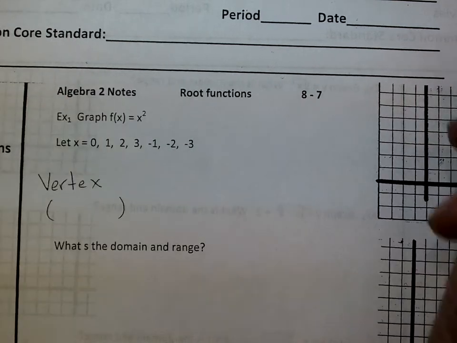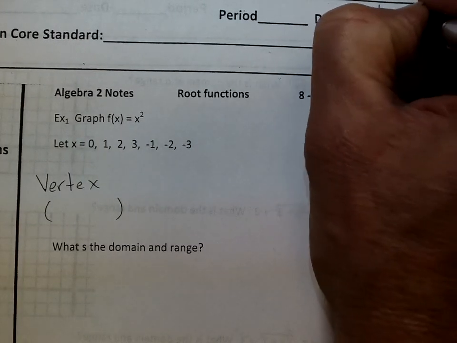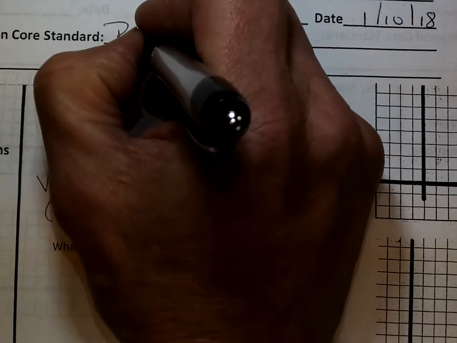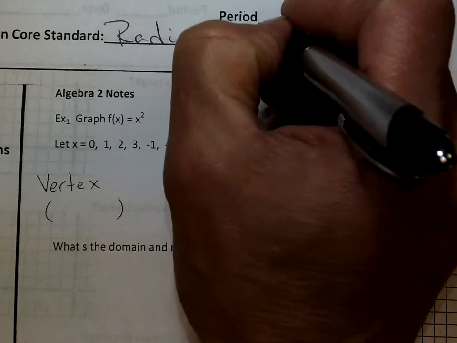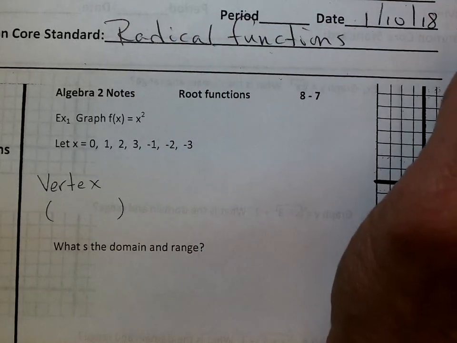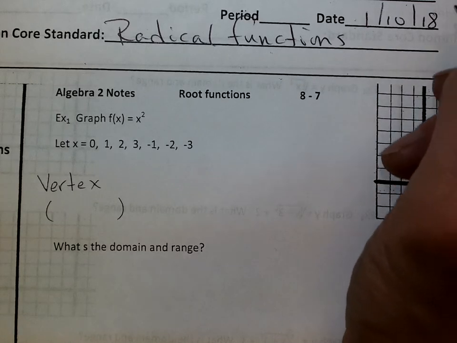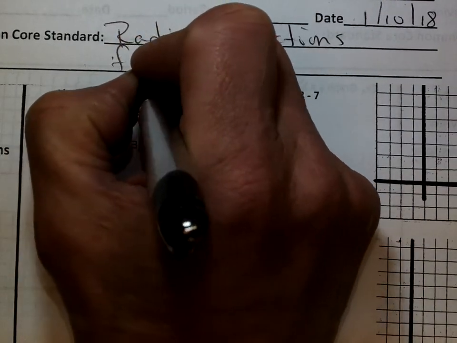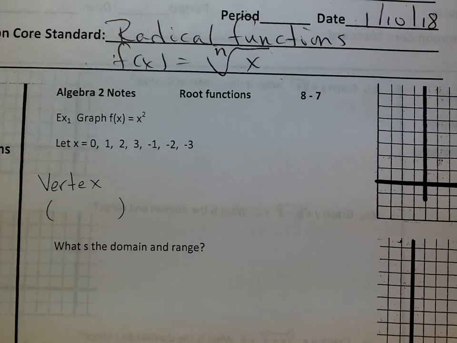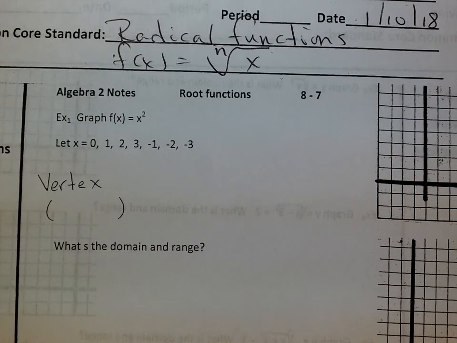Okay, so today's standard, 1, 10, 18, has to do with radical functions. Radical functions, or f of x equals some nth root of x. So we're really only going to talk about two graphs, square root and cube roots. We can talk about fifth roots and fourth roots and all that stuff, but we are only going to talk about square roots and cube roots.